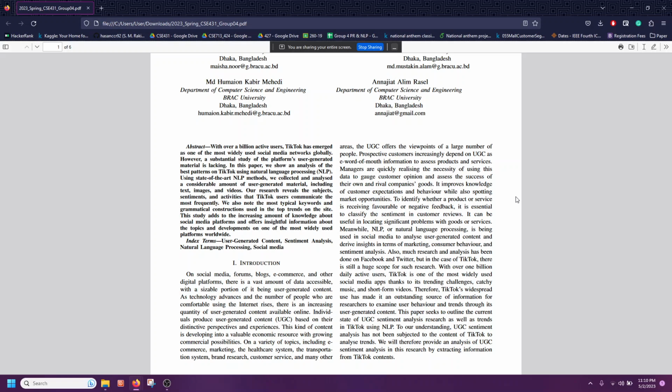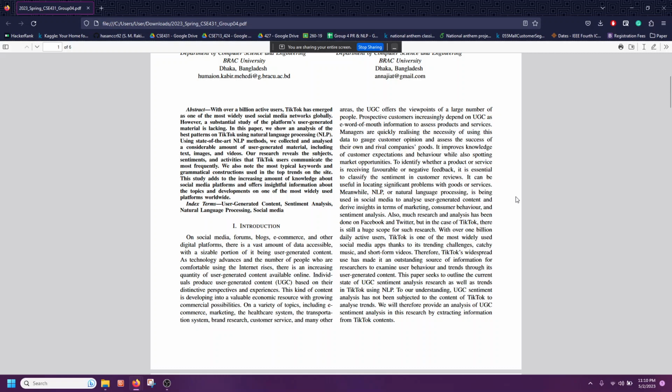Also, much research and analysis has been done on Facebook and Twitter, but in case of TikTok, there is a huge scope for such research. With over 1 billion daily active users, TikTok is one of the most widely used social media apps. Therefore, TikTok's widespread use has made it an outstanding source of information for researchers to examine user behavior and trends through its user-generated content. This paper seeks to outline the current state of user-generated content sentiment analysis research as well as trends in TikTok using NLP.